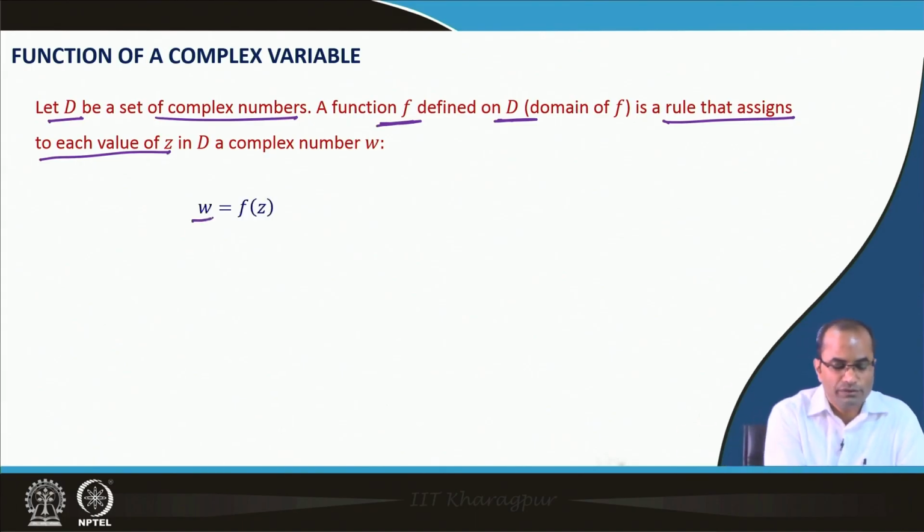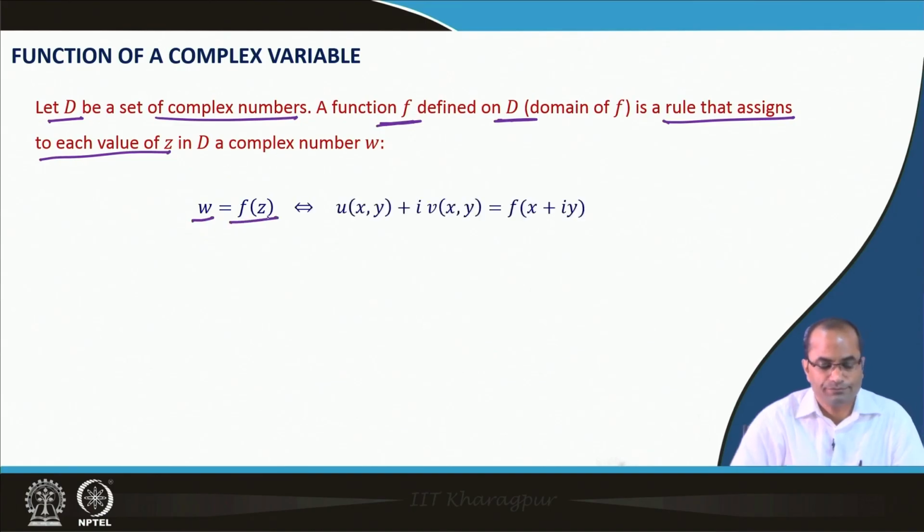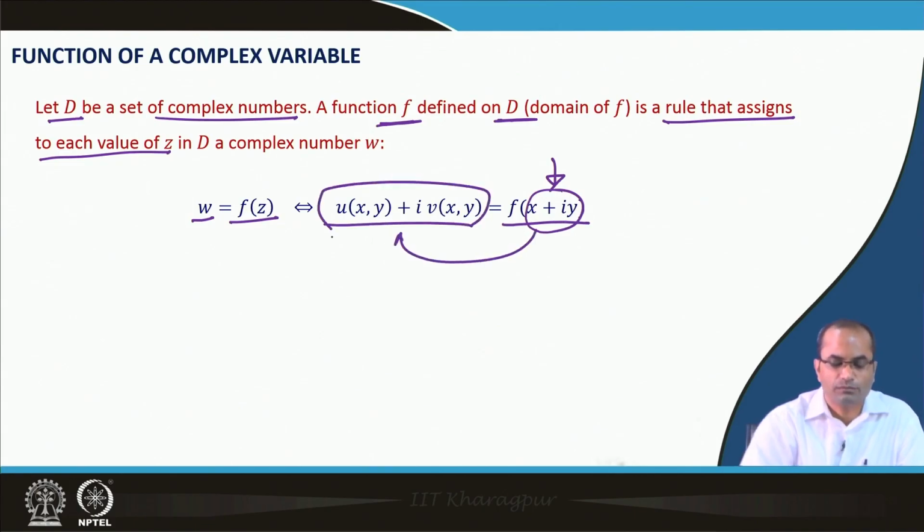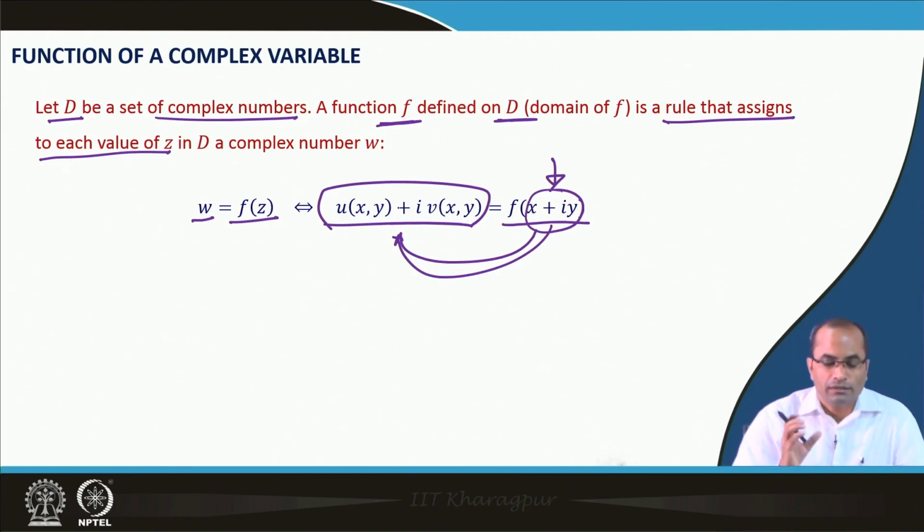Usually we denote w is equal to f(z), or we write it as f(x+iy). So, x plus i y is the input to this function, the complex number, and then we get again a complex number, u(x,y) plus i v(x,y). So, from complex number to complex number, that is the mapping this function is doing.